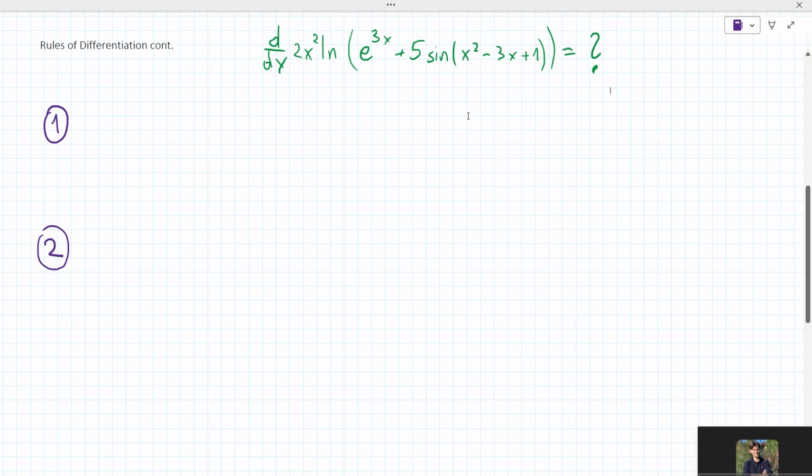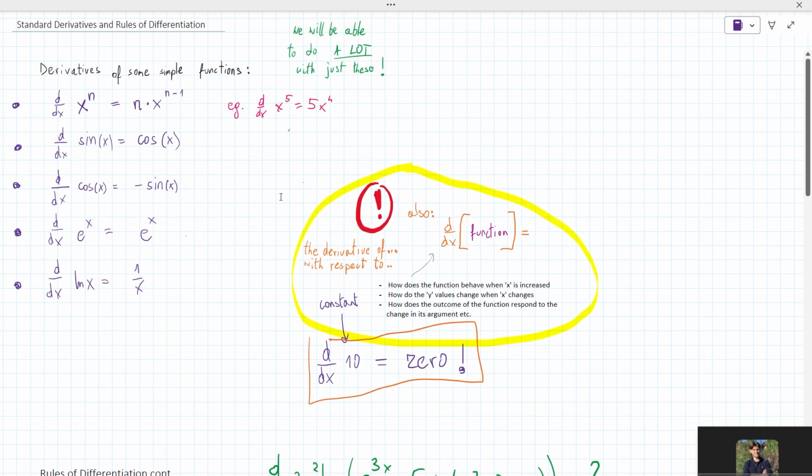So in this video, I'd like to continue the previous topic. I showed you some standard derivatives, and I told you that we were going to cover rules of differentiation. And the goal is that at some point, after a couple of the next videos, we will be able to calculate derivatives of some crazy functions, even like this one here at the top of the screen. Because I already showed you 5 standard derivatives, but we haven't done too many rules yet.